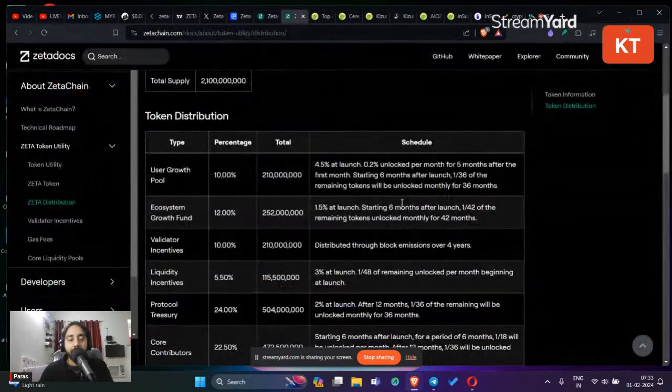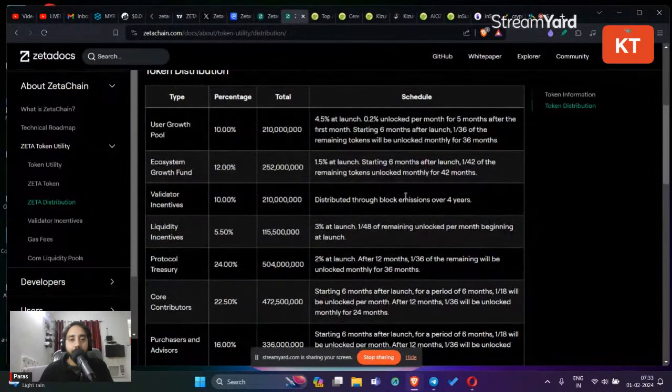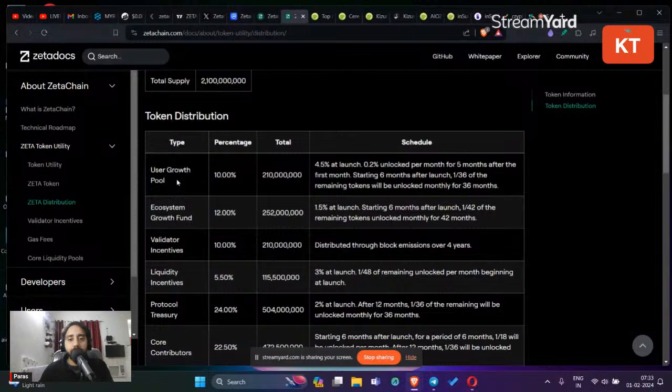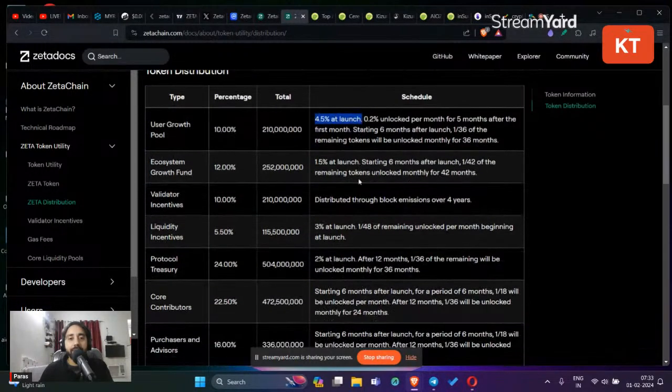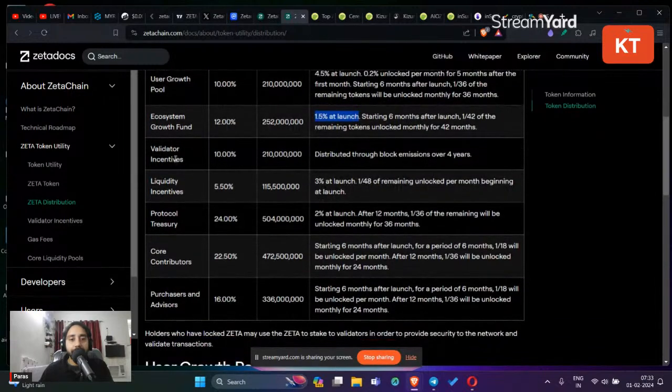And now let's look at the tokenomics. Tokenomics include the user growth pool, which is 10%, of which 4.5% is at launch. Then you have the ecosystem growth fund, 12%, of which 1.5% will be launched today. You have validator incentives, distributed through block commission over 4 years, so this part is not going to be released today. Only a portion of it, and then we have a 4-year period for it to launch. Liquidity incentives, 5.50%, of which 3% is at launch. And you have the protocol treasury, 2% at launch.